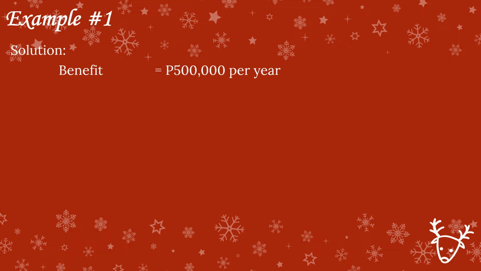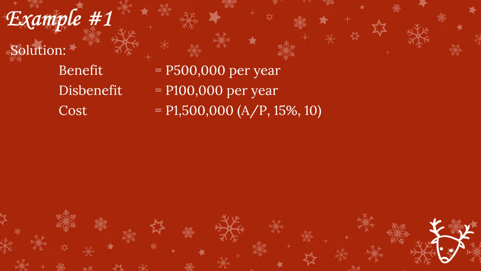So the solution: benefit is 500,000 per year, and then we have another benefit of 100,000 per year. The cost is 1.5 billion present worth. Therefore, we have to look for its A, or the annual worth. We have to convert it into its annual worth given the present worth, given your i, and given your number of years. So we have a formula for that. I'm sure that we already know those formulas, so all we have to do is review it and use it here.